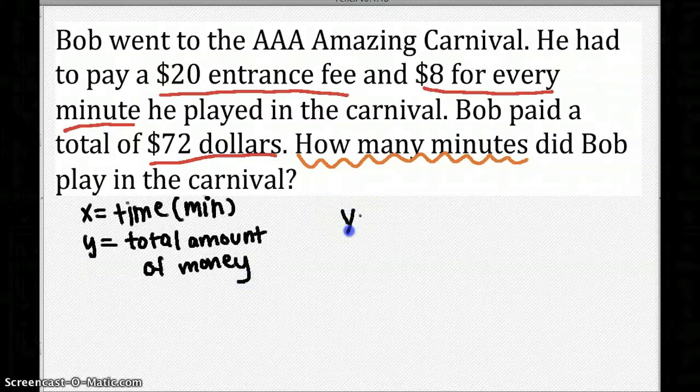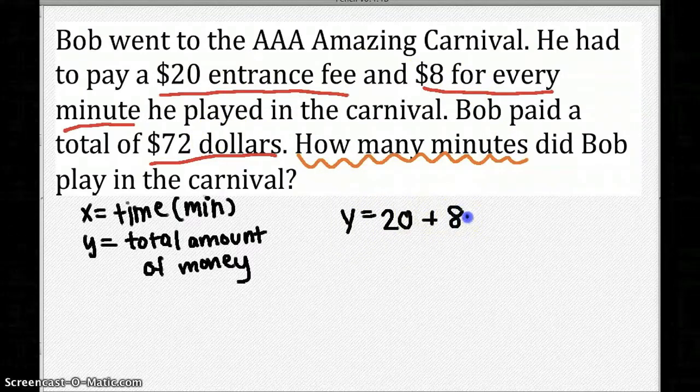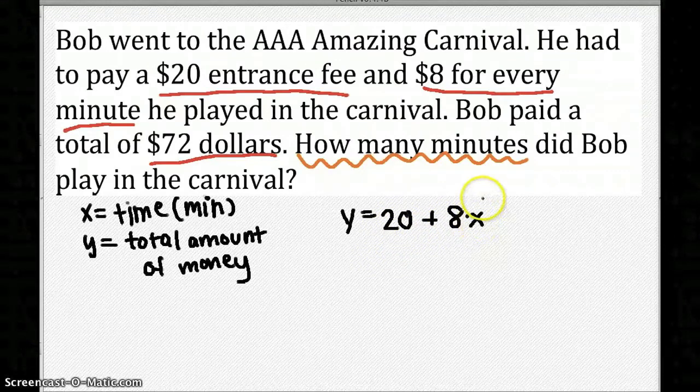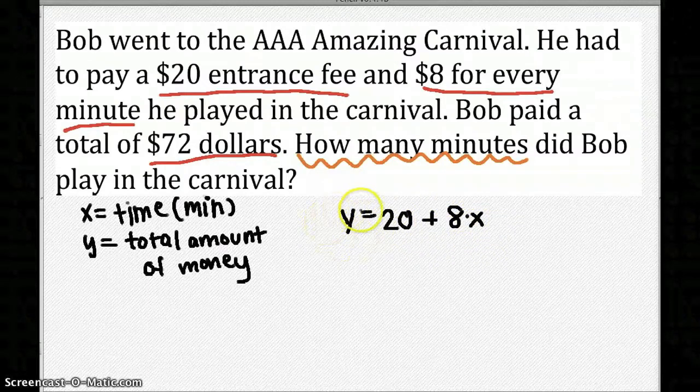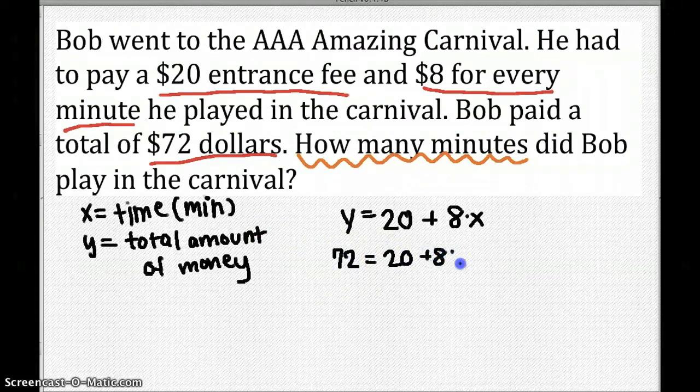So the total amount of money is equal to the basic entrance fee, just $20, plus $8 for every minute, so 8 times x, or 8x. Because in the beginning he has to pay $20, but for every x minutes he plays, he has to pay an extra $8. So you multiply the two numbers and add this to get the total amount of money y. But it's given here that $72 is how much he spent, so we just plug that into the equation. So 72 equals 20 plus 8x.